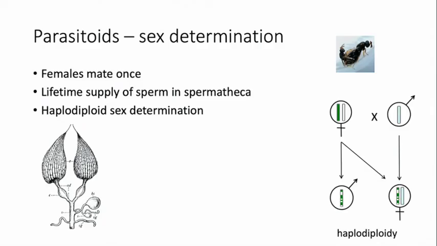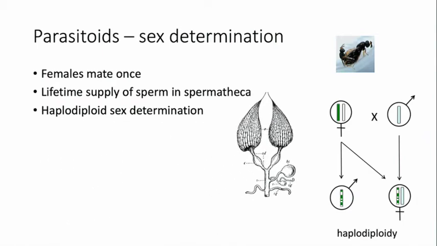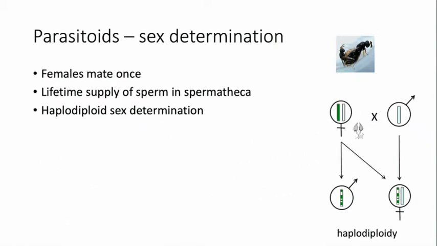And then I need to tell you a bit more about the sex determination, which is also interesting and special in parasitoids. So in general, females only mate once, and when they mate, they store the lifetime supply of sperm in the spermatheca. That's this tiny organ over here. And then each time a mother lays an egg, she can decide whether to fertilize an egg or not. And if she does that, she is actually determining the sex of her offspring.